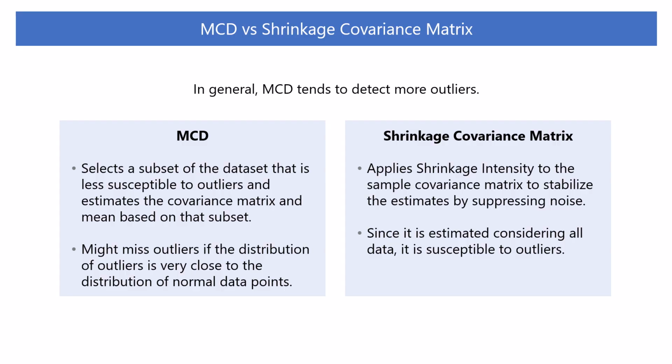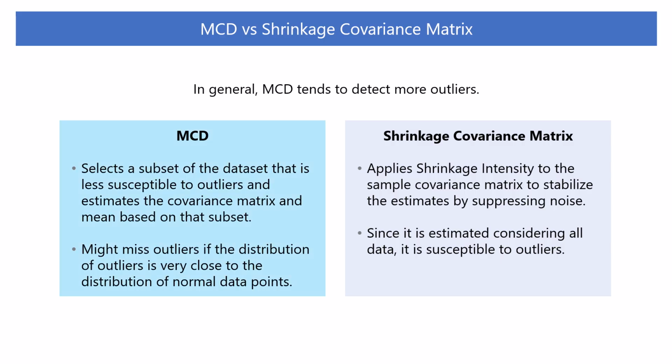In the present results, MCD detected some outliers, but the shrinkage covariance matrix did not detect any outliers. Whether MCD or shrinkage covariance matrix is more likely to detect outliers depends on the nature of the dataset, the type of outliers, and the characteristics of the distribution. However, in general, MCD tends to detect more outliers for the following reasons.